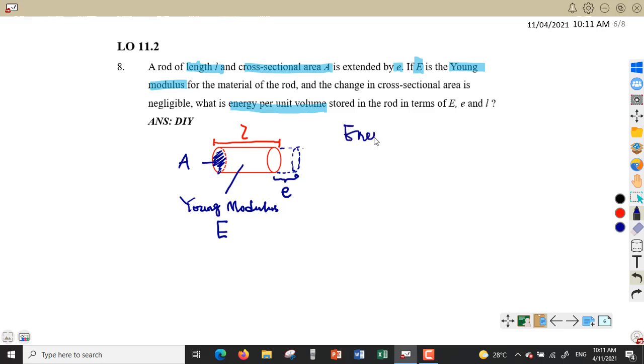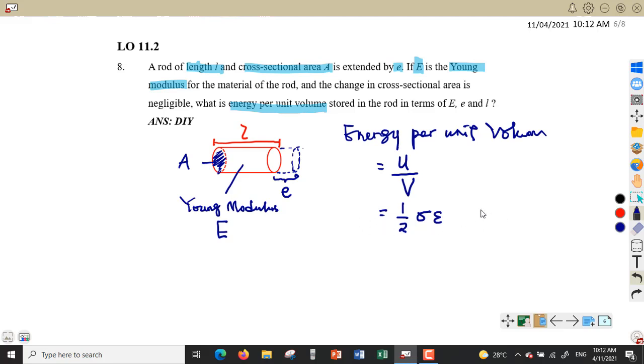So the energy per unit volume. Strain energy is U per unit volume, where volume is capital V. So U over V in terms of E, Young modulus, extension e, and also original length L. We know that the basic equation for energy per unit volume is half stress multiplied by strain. Because I want to put it in terms of Young modulus, I can try to relate the Young modulus with stress and strain.